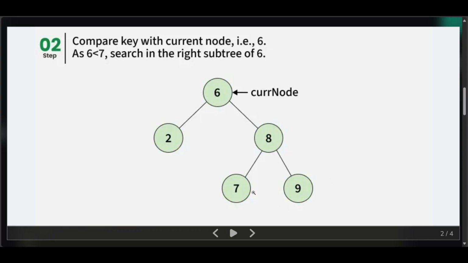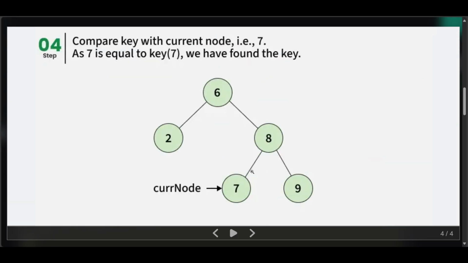So again we move to our next current node, we point to 8 as our current node. Comparing with 8, we see that 8 is greater than 7, which means 7 should be smaller than 8, and smaller elements are always in the left subtree. So we move to the left subtree. Now our current node is pointing toward the left subtree. Here we can clearly see that 7 is equal to the key which we have to find, and this operation will return true.